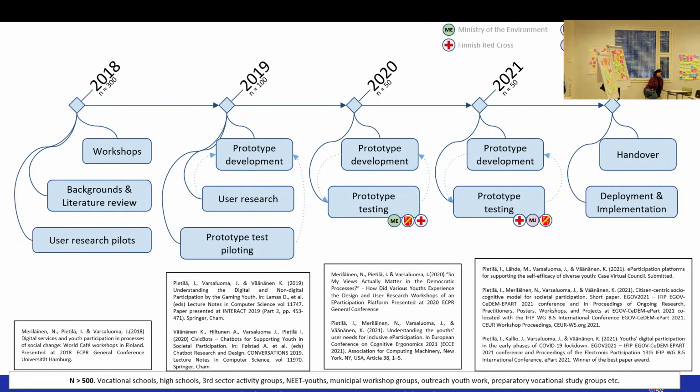Okay, so we had these workshops here in 2018, and basically we had a concept idea, we had the different scenarios we described, and this is how a young person could use this service. We went to the schools, we met young people in these NEET groups and different municipal workshop groups, so young people in different life situations and backgrounds, and we showed these scenarios, and we asked for their feedback in these workshops.